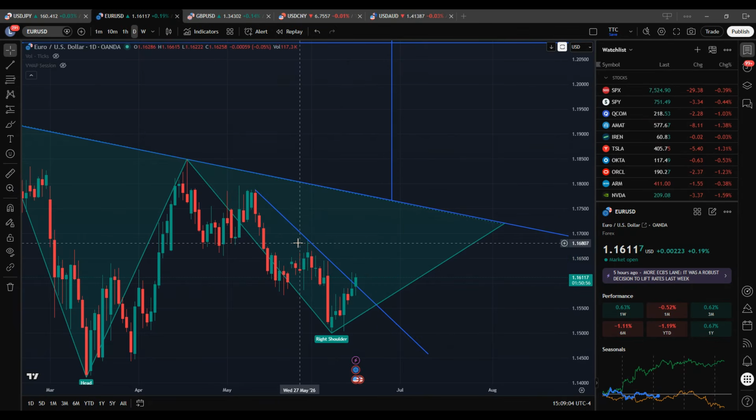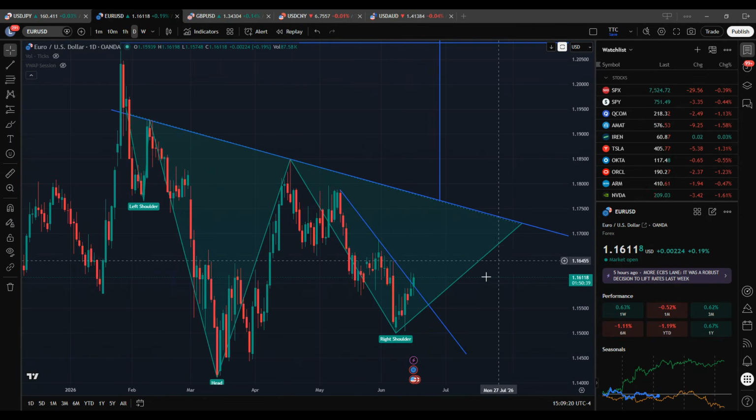Well, first here around 1.17 for the first level of resistance, followed by up here around 1.18, which would likely coincide with this nice neckline. And if we can get this break, well, looks like we're set to move potentially even higher.